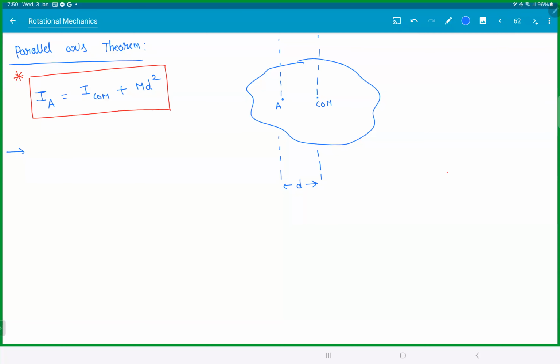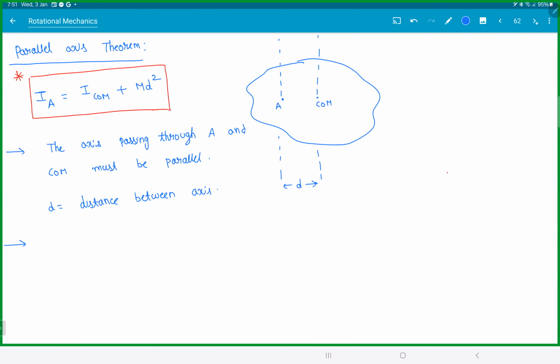So here the first thing, when to use this: you can use this only when the axis passing through A and the center of mass are parallel. That's why it is called the parallel axis theorem. The axis passing through A and the center of mass must be parallel. D is the distance between them. This gives some interesting results.